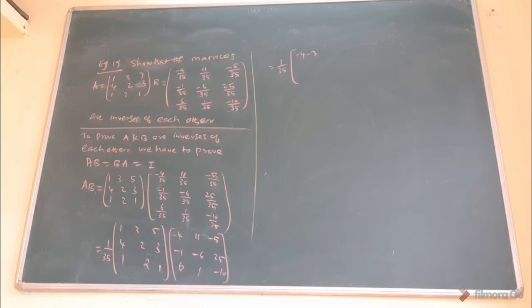Am I correct? But the answer is what? We want I. I is what? 1, 0, 0, 0, 1, 0, 0, 0, 1. Check yourself. First you want to multiply. Actually the question is, A is what? 1, 3, 7. Here 1, 3, 7.